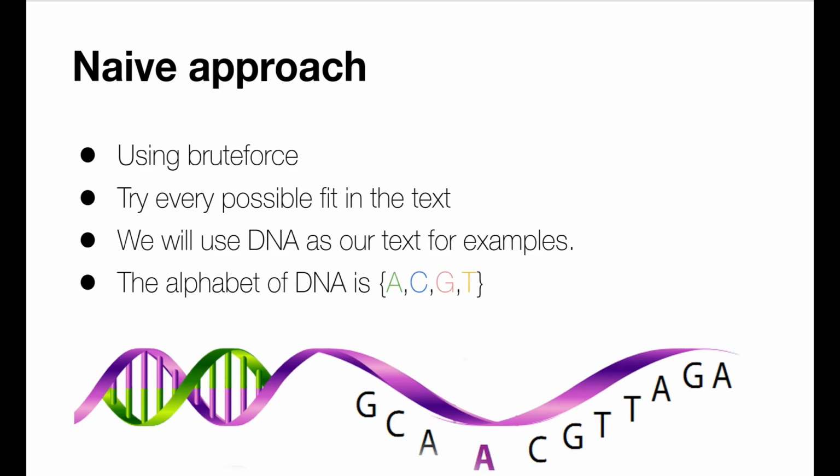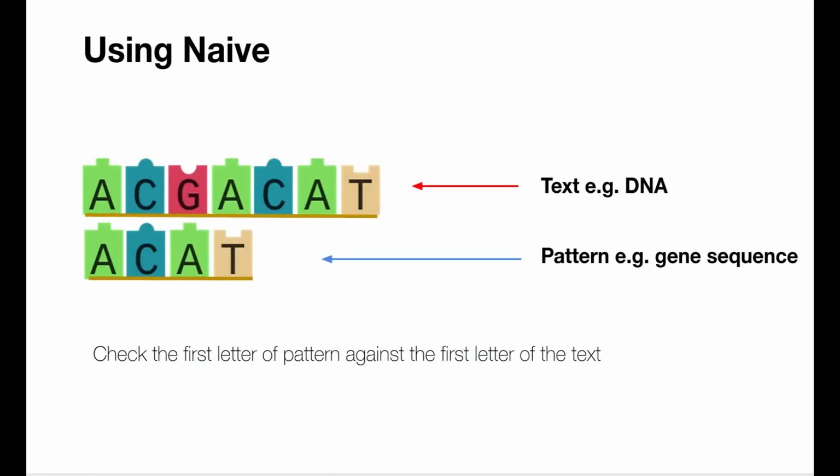To do this, we align our pattern to every possible fit in our text, and check whether we find our pattern at that position. For this example, we will use DNA as our alphabet, which is comprised of 4 letters, A, C, G, and T. Now we will demonstrate an example of the naive approach. This is the text that we use, and this is the pattern.